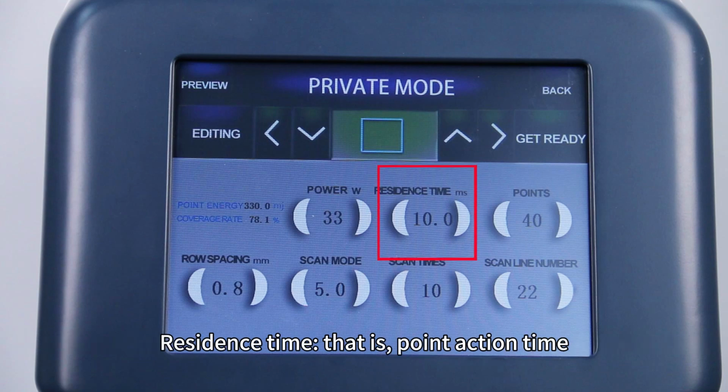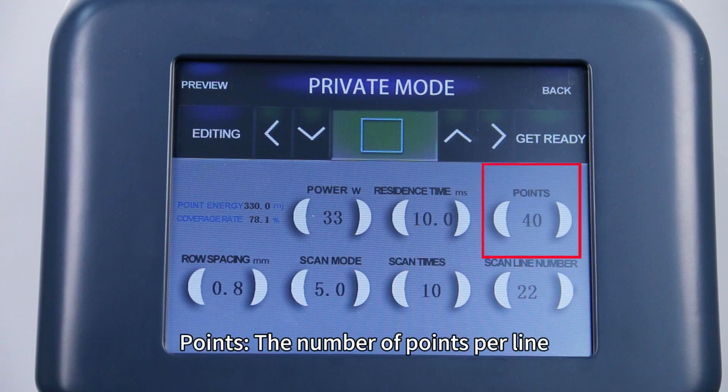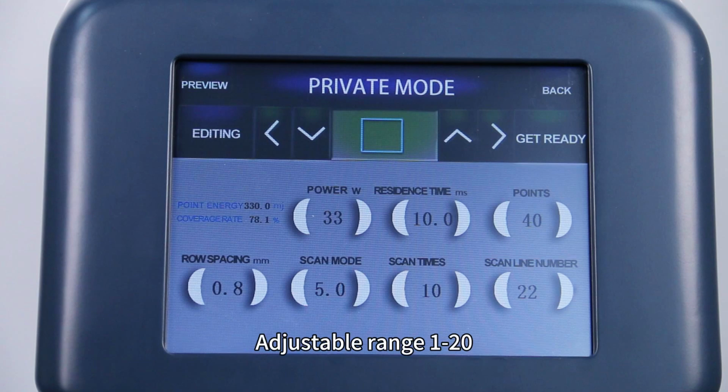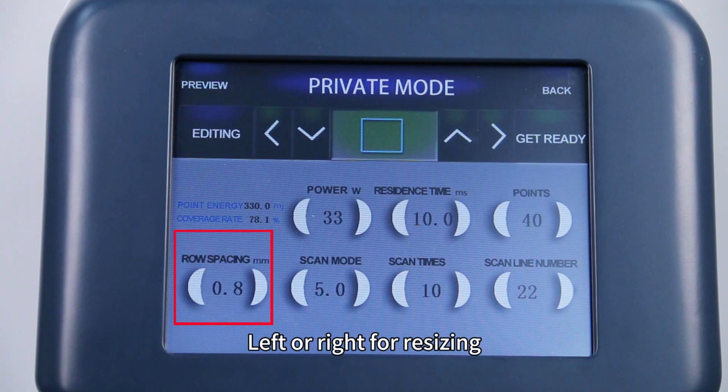Residence time is the point action time. Adjustable range 0.1 to 10.0 milliseconds, usually around 1.0. Points: the number of points per line. Left or right for resizing. Adjustable range 1 to 20. Line spacing: the number of dots per line and the line spacing. Left or right for resizing.